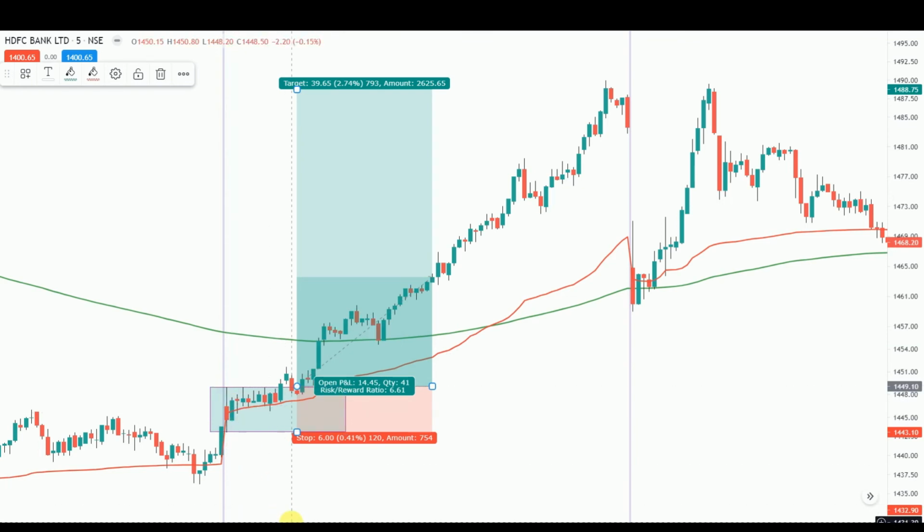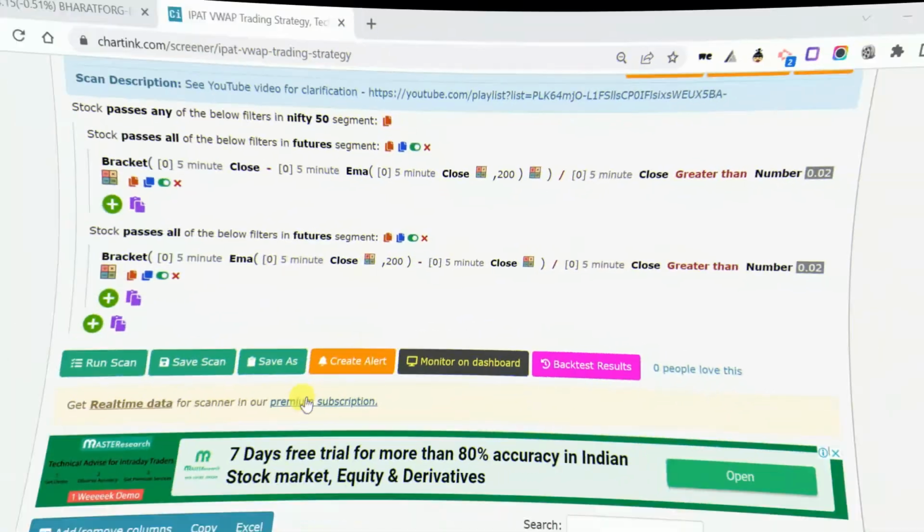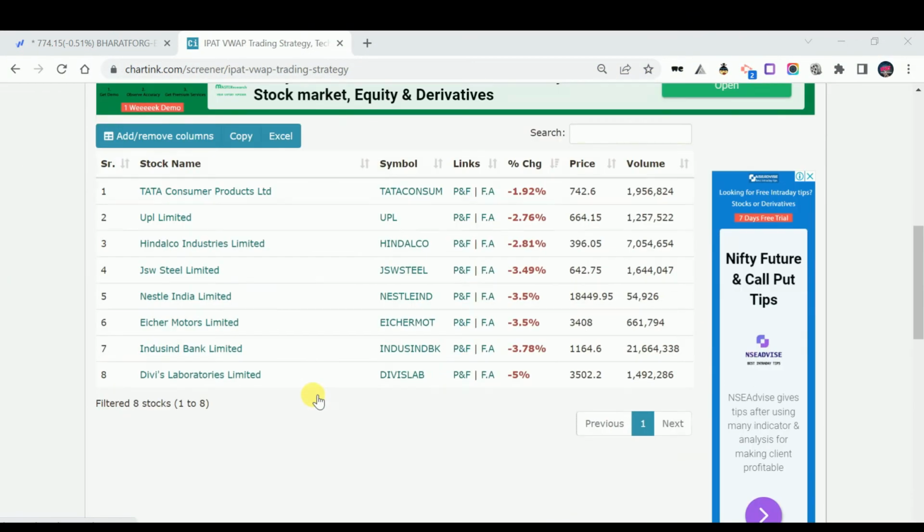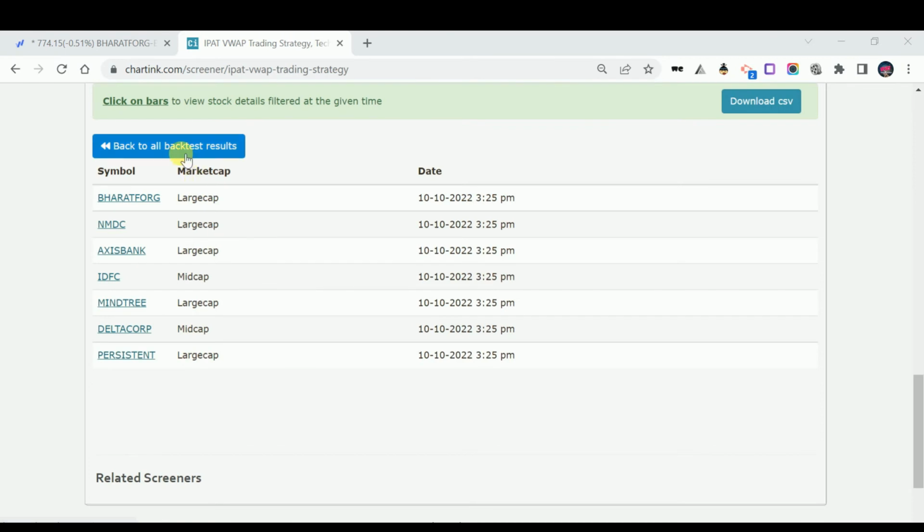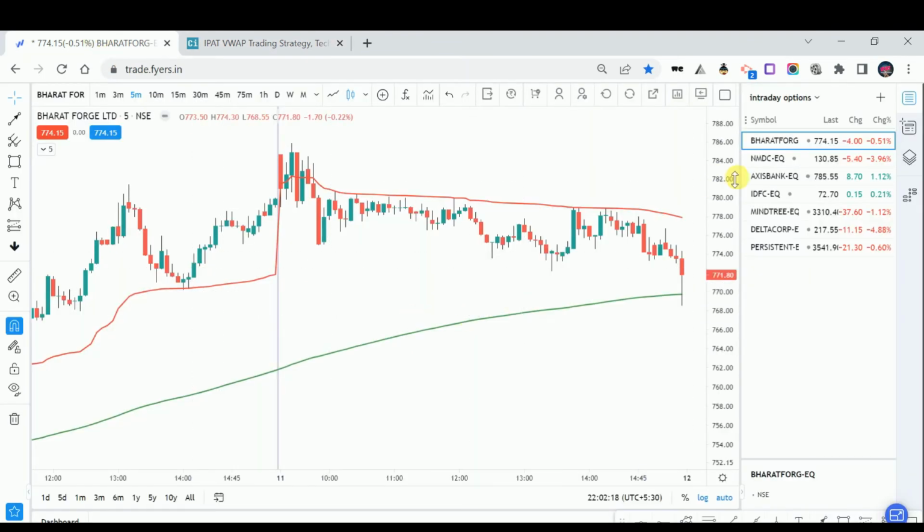Now we will see some of the examples. I have run our intraday scanner for VWAP trading strategy and opened the backtest result of 10th of October at 3:25 PM to see how these stocks behave on 11th of October. So I have added all these stocks into my watch list. Let us see one by one how it has triggered our entry.